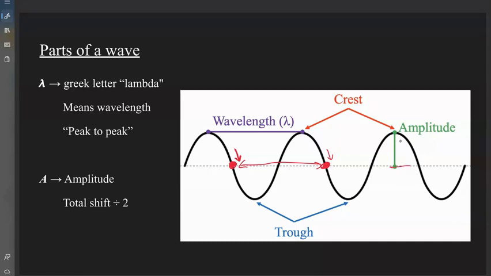Amplitude is from the midline to the peak. Crests are the top, troughs are the bottom. The zeros here are nothing. It's a zero.